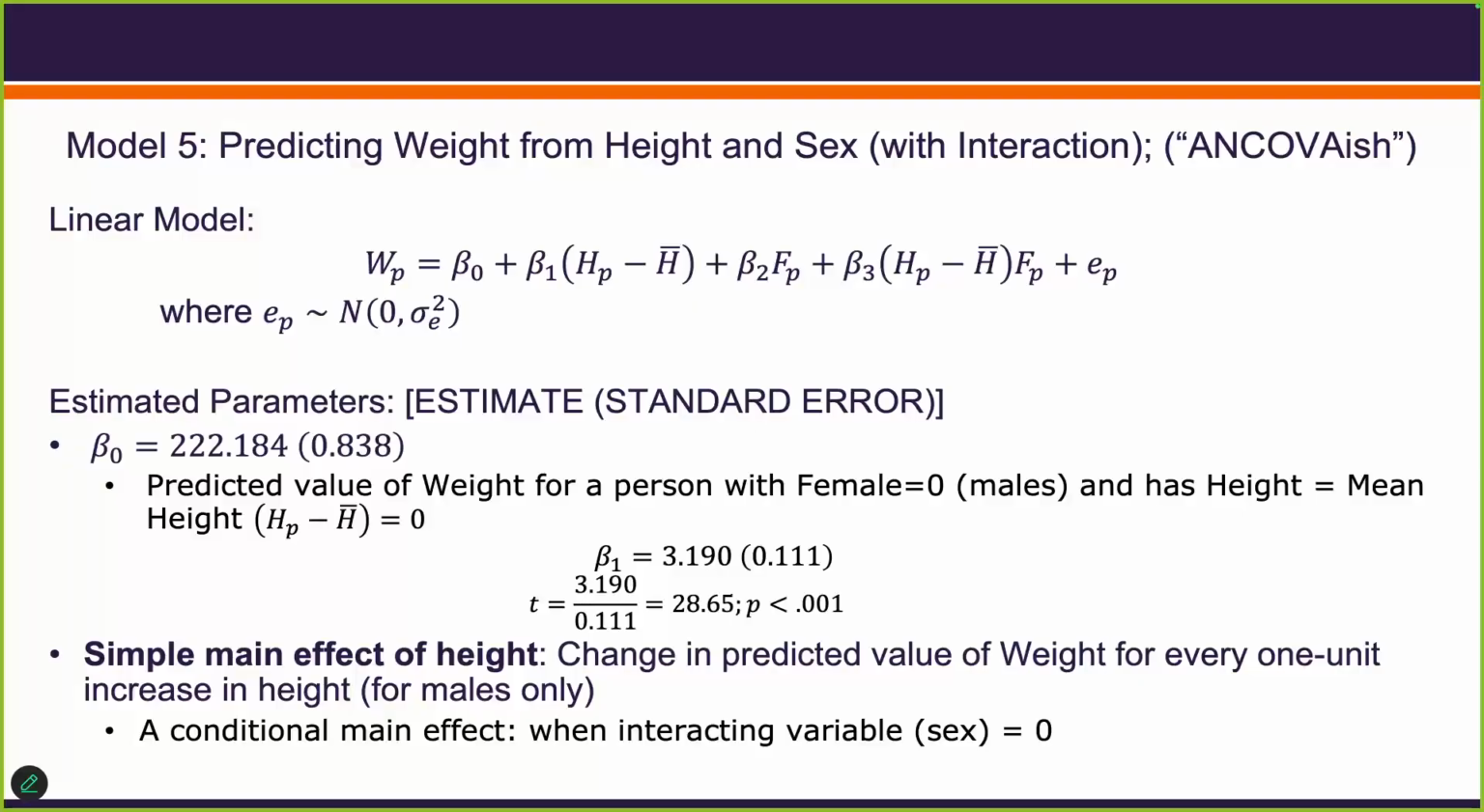All right. Again, simple or conditional main effect, because beta 1, or height, is in two places. You can't just say for every 1 unit of height increase, beta 1 is the increase in weight, right? You have to say for every 1 unit of height, beta 1 is the increase in weight when F is 0. So for men, this is the slope for men, is what that indicates, right?